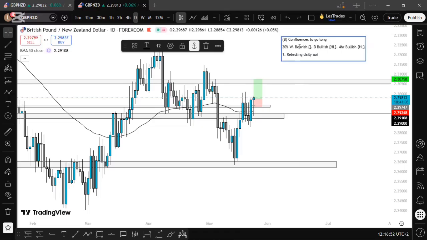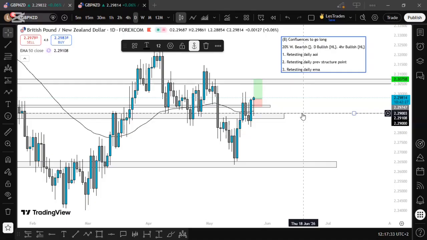Now we can see we are retesting daily previous structure point. Simple, right? And then another thing that we can be able to see is that we are also retesting the daily EMA. So like you can clearly see, I'm not even making this up. You can clearly see the EMA, you can clearly see the previous structure point, you can clearly see the daily area of interest, right? So I'm not even making this up, bro.